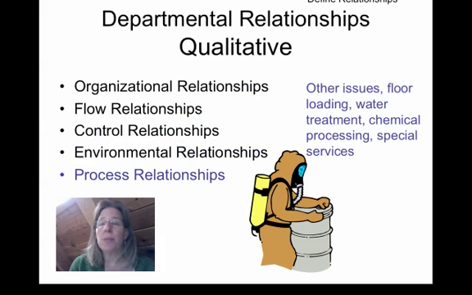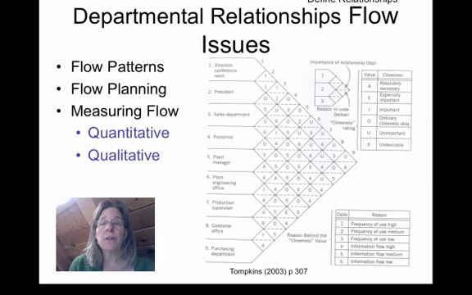Then there can be process relationships. So maybe things like water, if there's a water treatment, it actually needs to be near the wall, or chemical processing needs to be near that, or any kind of special services. So all of this happens, and you create this relationship chart. This is a scanned in picture from your book of the relationship chart.